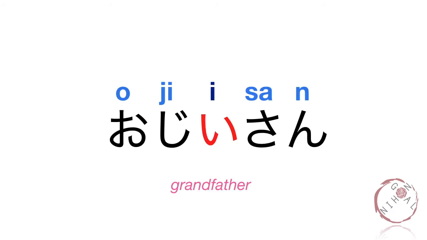To extend syllables in the i column, like ki, shi, chi, and so on, you just add hiragana i. O ji i sa n, おじいさん.